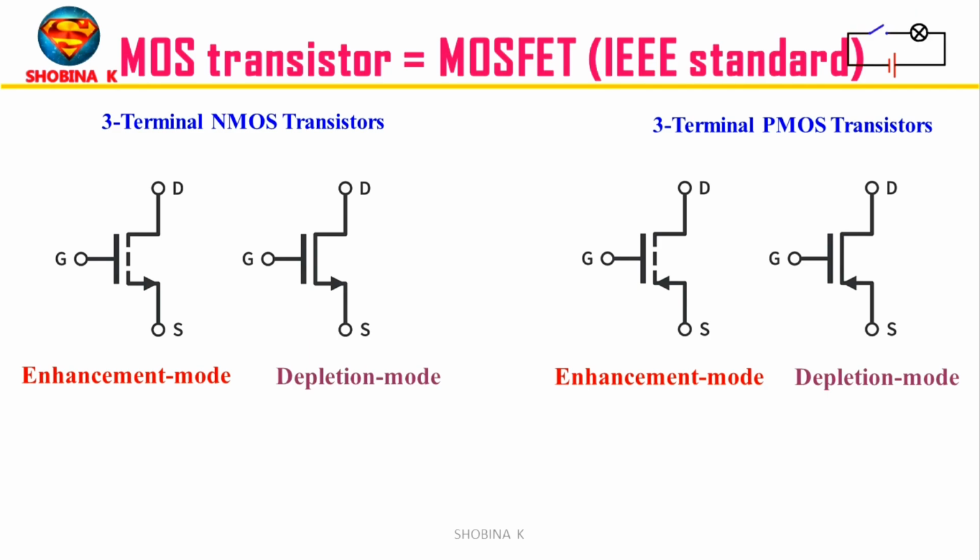For NMOS, conventional current flows from drain to source. For PMOS, conventional current flows from source to drain. Maybe it can look confusing at first, but once you understand the line and arrow, it is easy.